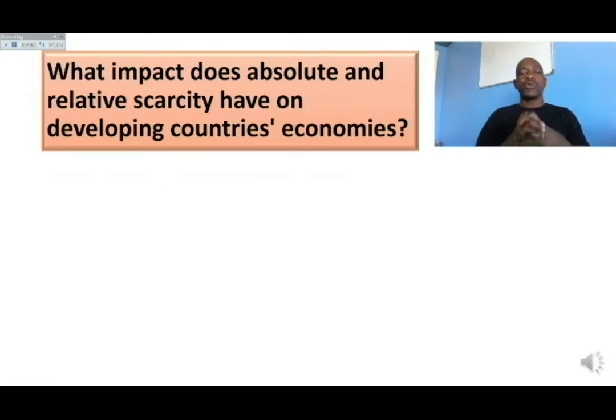What impact does absolute and relative scarcity have on developing countries' economies? You are focusing on countries of the South. You are focusing on poor countries. So, absolute and relative scarcity have an effect on developing countries, and you need to write down the effect. The question is not asking you to explain or to differentiate between absolute and relative scarcity. We already have a video about this topic, so we just have to focus on the impact of these two forms of scarcity on the developing countries.